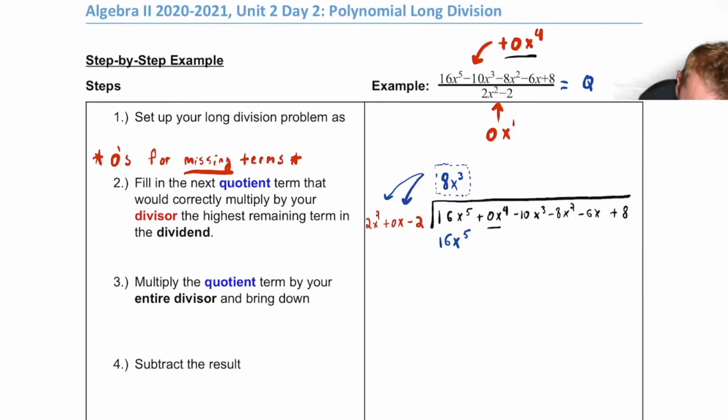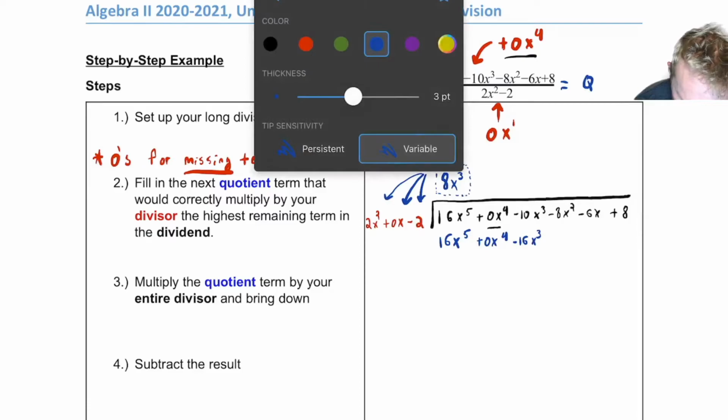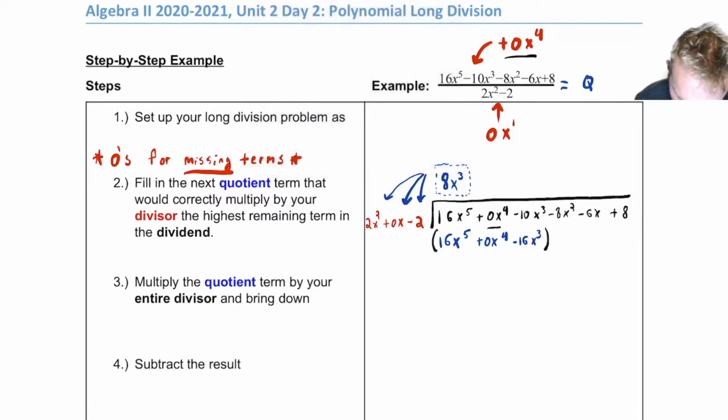Now we also multiply it by these other two pieces. Just like distribution, you have to multiply it. So 8x to the third times 0x, you get 0x to the fourth. Notice how this keeps us all nice and lined up. 8x to the third times negative 2 is negative 16x to the third. And so when we do it this way, everything's going to line up. We've multiplied our quotient term by the divisor, and we're going to subtract the result.